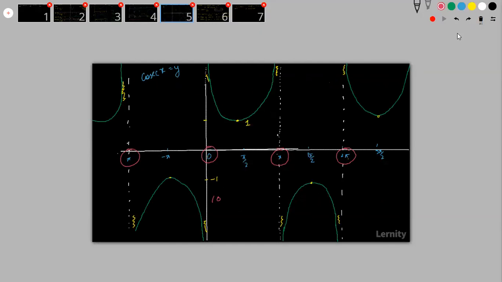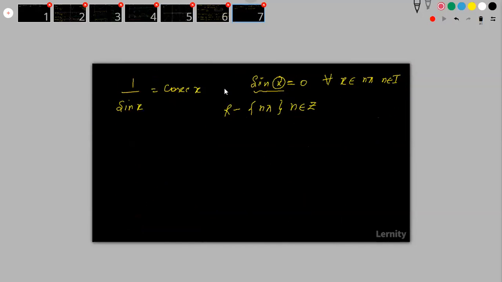But why am I writing R minus? Okay, very good, excellent. I hope this part is clear. Now because we have done cosec, this was for the domain. Now we'll see the range also.